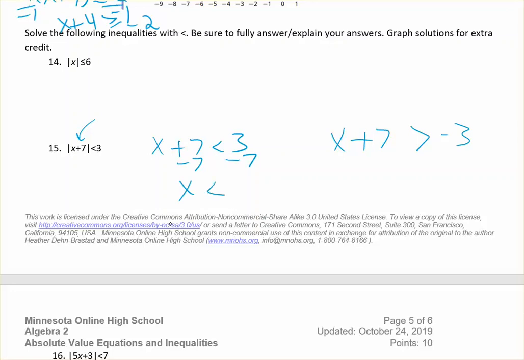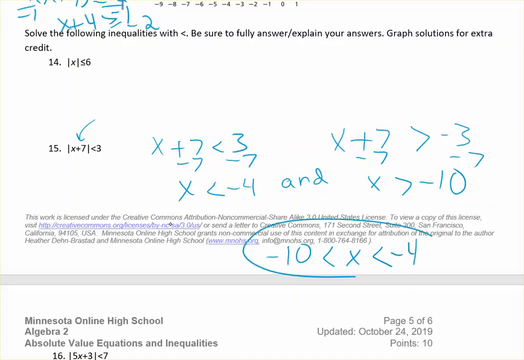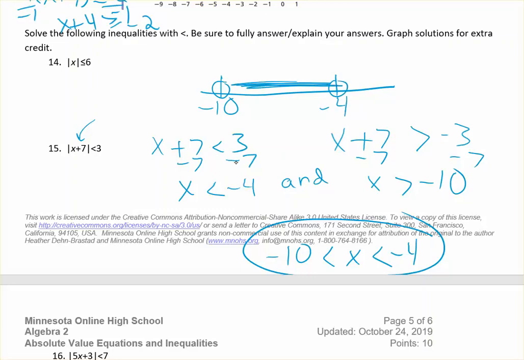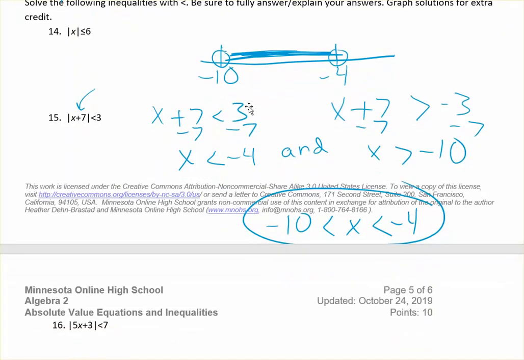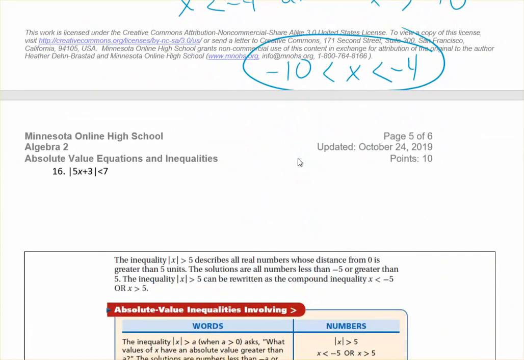So this is x is less than -4. And this is x is greater than -10. Now put the smaller one first, so -10 is less than x is less than -4, to write it as a combined compound inequality. And if you were to graph it, for extra credit, you would have an open circle at -10 and an open circle at -4, and you would want all the values in between them. So this is a very similar lesson to the compound inequalities once you rewrite them.